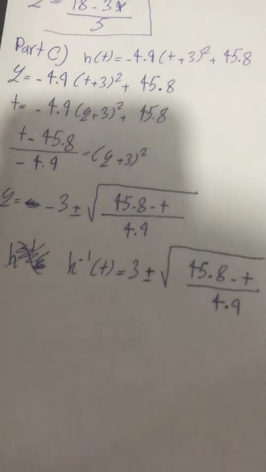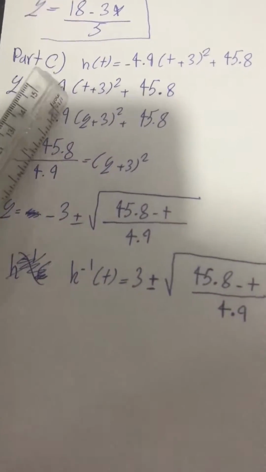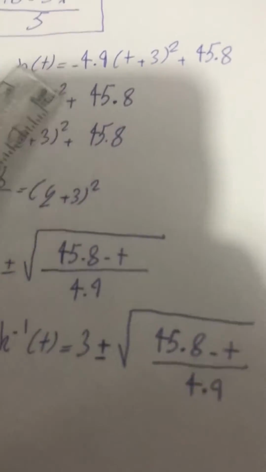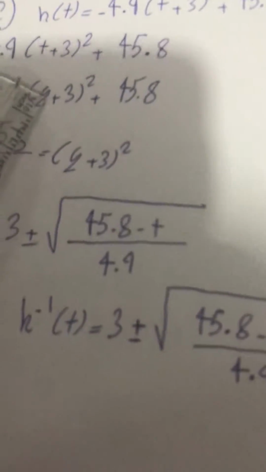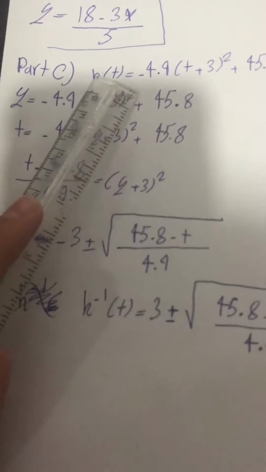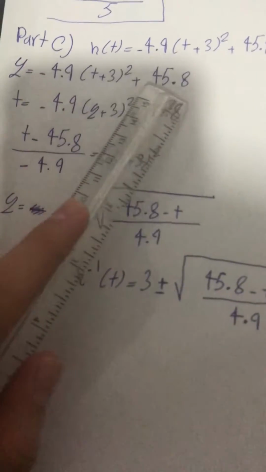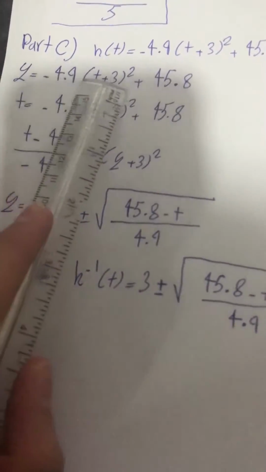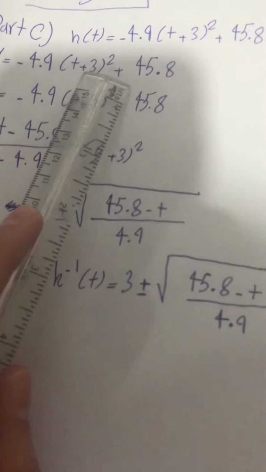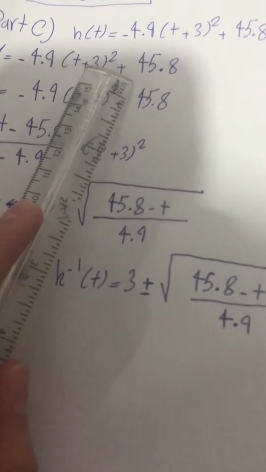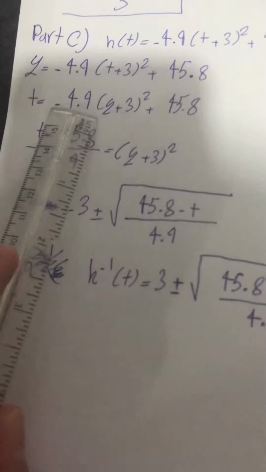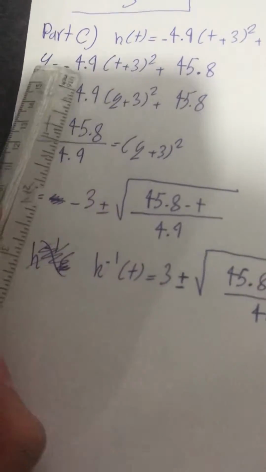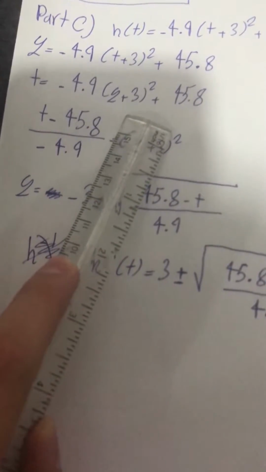And the last one, part C, as you can see, we replace the h(t) with y. So this is our equation. We replace this h(t) with y. We rewrite down the equation and then we change the places of y and t. So I did it. This is a t, this is the y. As you can see, I replace it down and rewrite it.